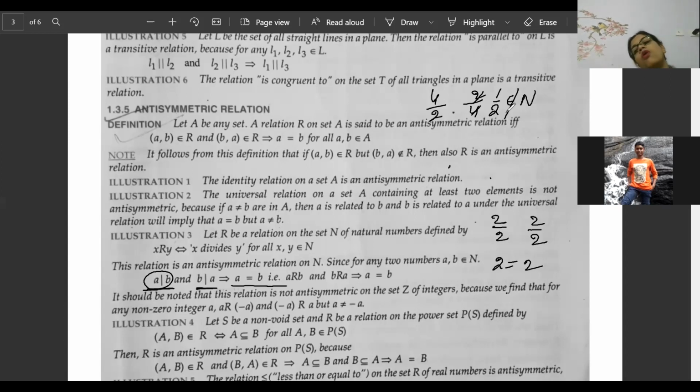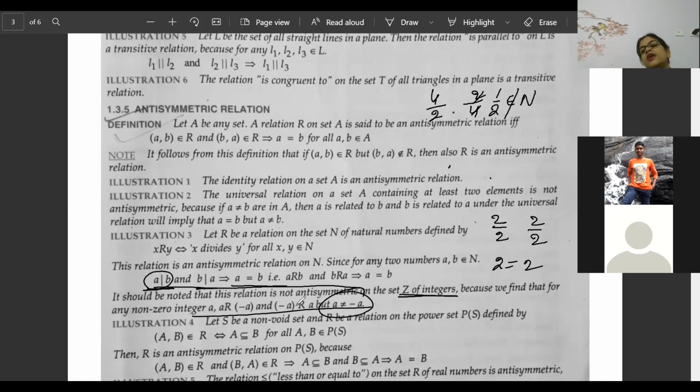So beta, you have to see all identity cases, because in reflexive some elements will be like that, but all identity cases will satisfy this antisymmetric relation. Specifically, this holds in the set of natural numbers. But it should be noted, in the set of integers, it will not satisfy this condition. Antisymmetric will not be satisfied. A cannot be equal to minus A. Okay, beta.